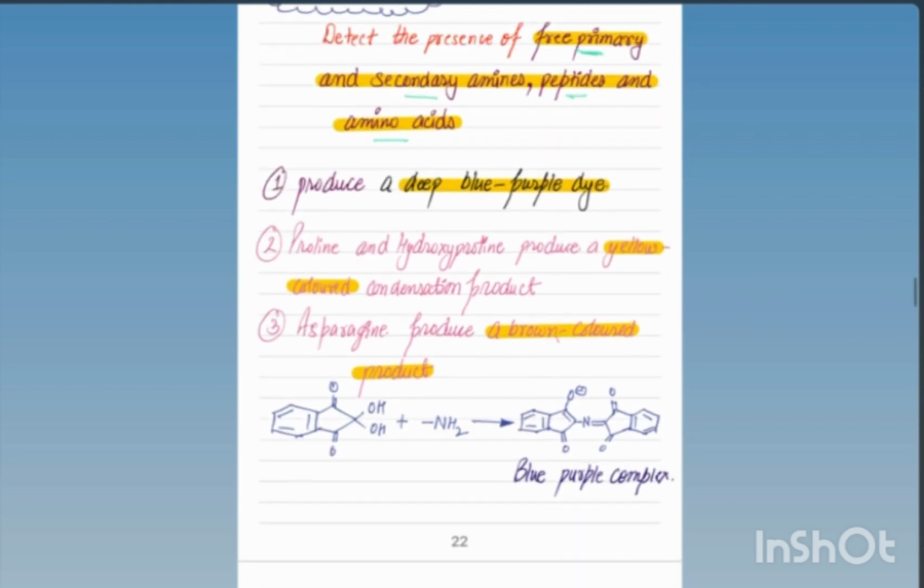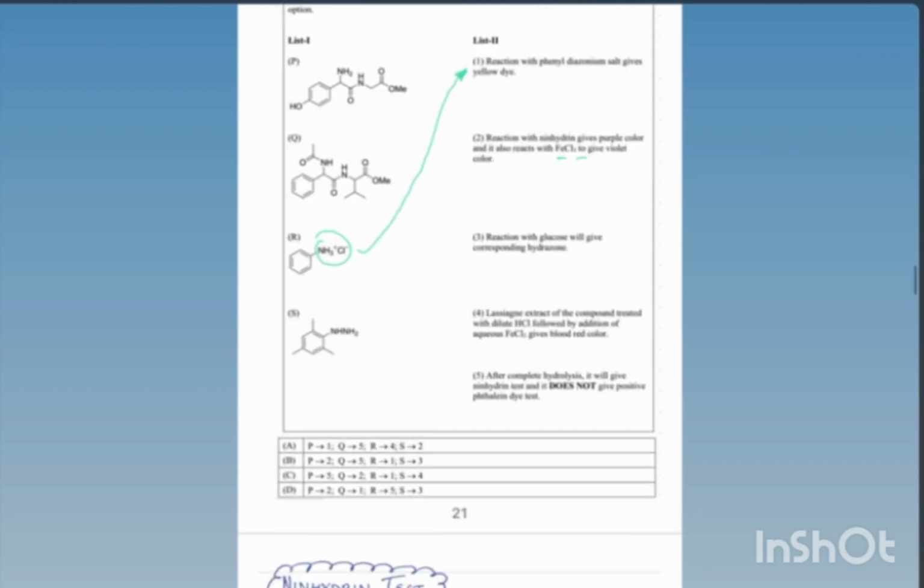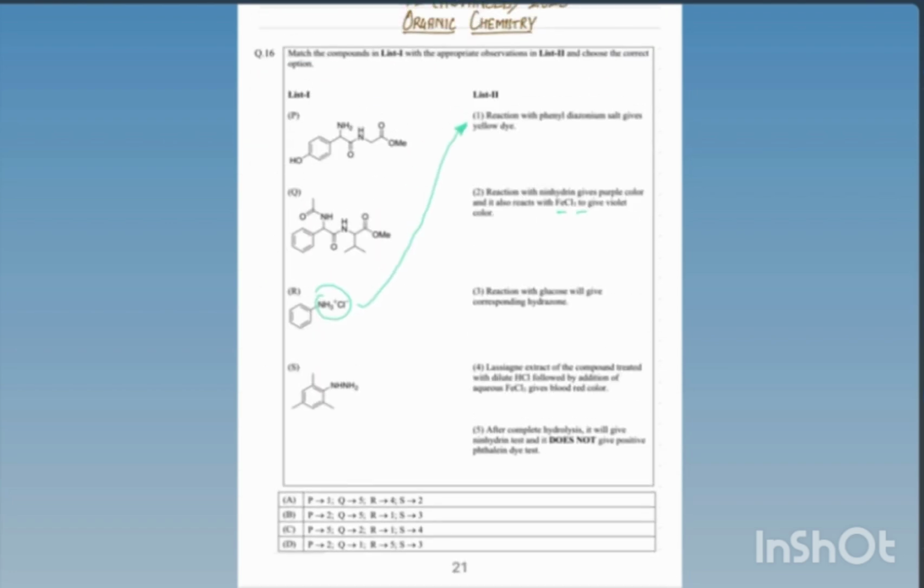And it is given here, this is the ninhydrin, and when the ninhydrin reacts with the aniline part, it gives the blue purple complex of this. And when ninhydrin reacts with proline, the complex is formed like this, and it gives the yellow orange product. What we have to see is the free aniline. Where is the free aniline group present? Only here the free aniline is present. So P should be matched with the second statement.